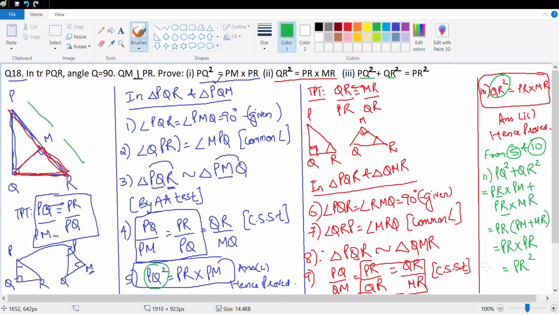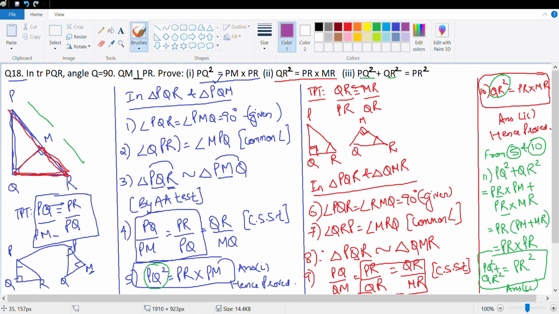So this is PR multiplied with PR is equal to PR square. And the left hand side was PQ square plus QR square. So this is what my part 3 is, and I have already proven that as well. So that proves part 3 as well. Perfect. Again, a very interesting question.